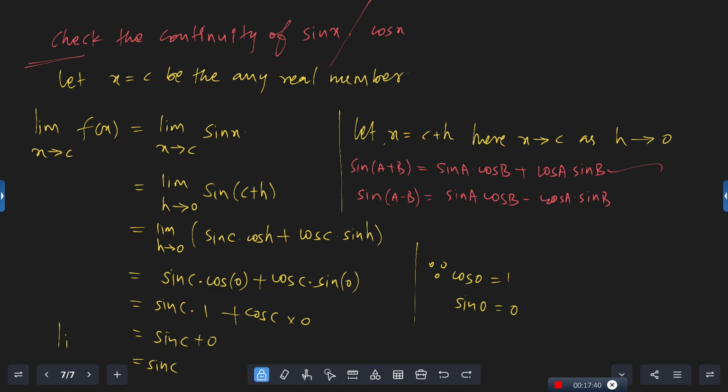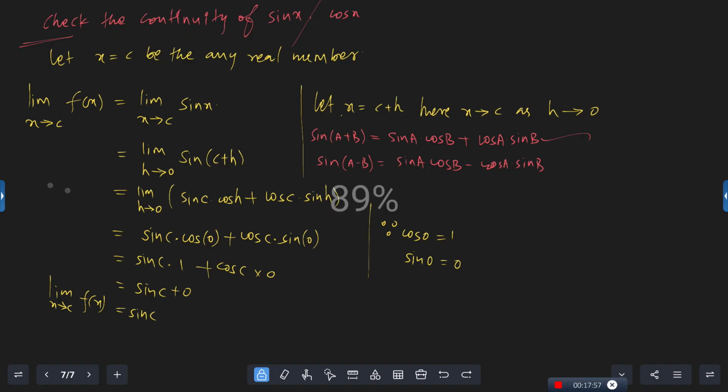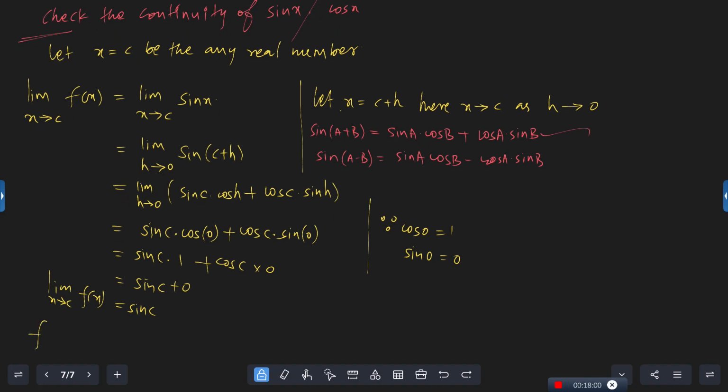This is actually the limit value, x tends to c of f of x. Now the function value we should check. Function value we will check here itself, so f of c directly we have to apply in the question. Our function is f of x equal to sin x, so in the x I am going to replace c. So sin c you will be getting.